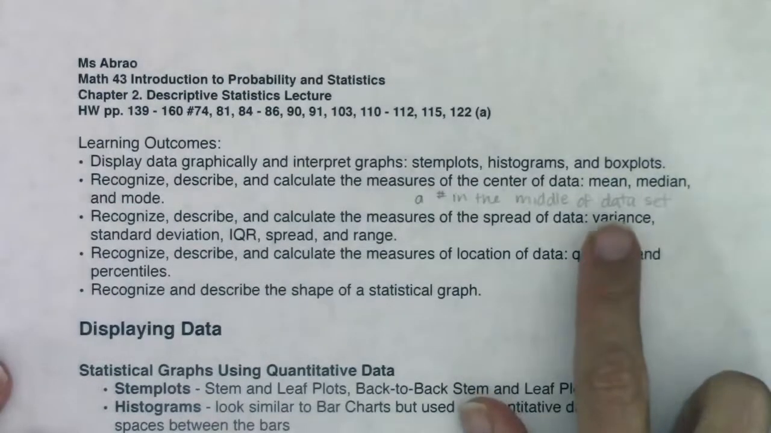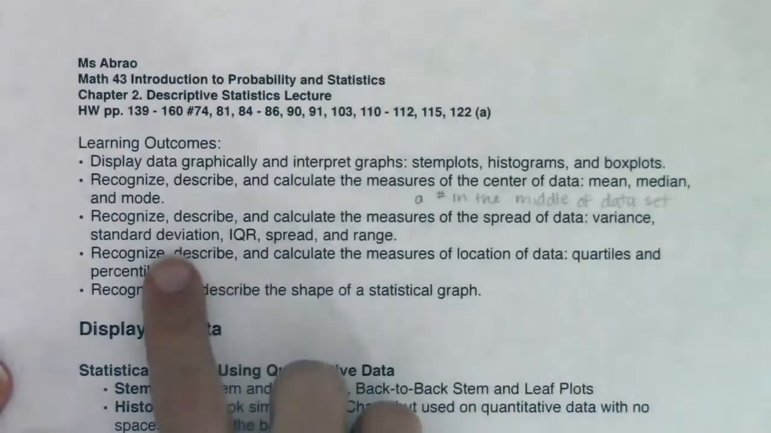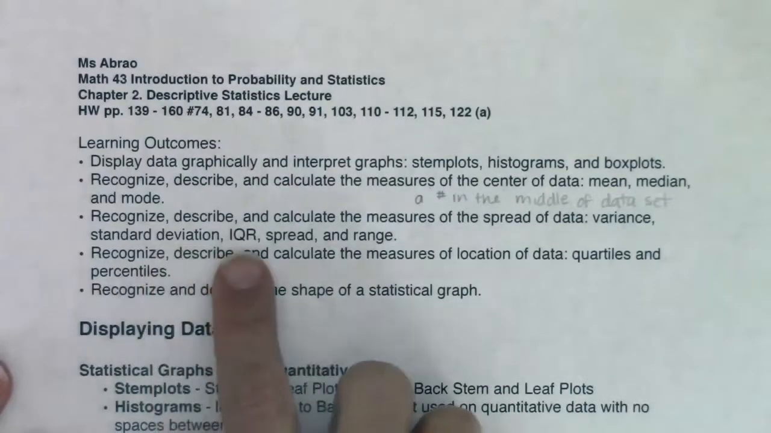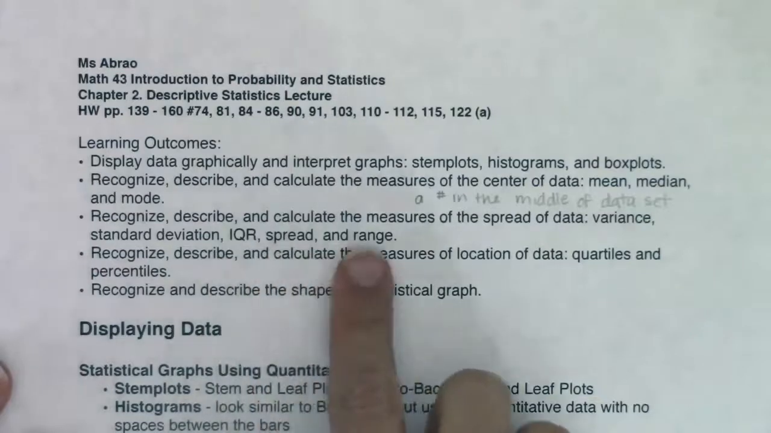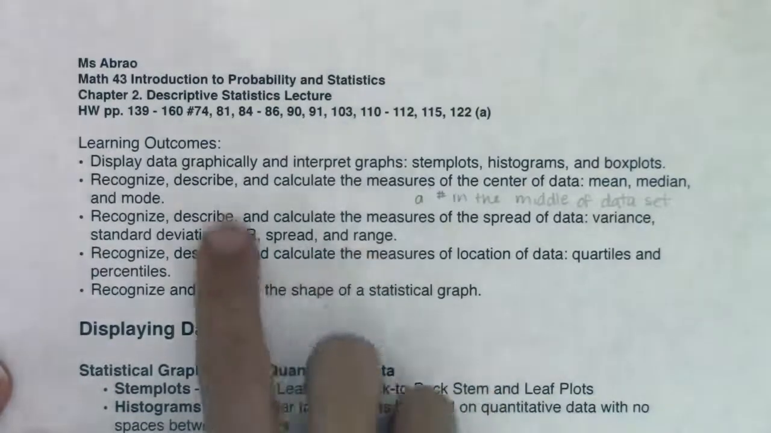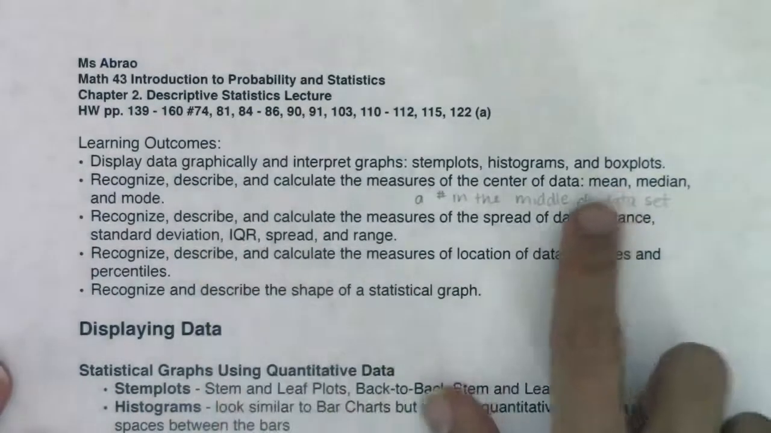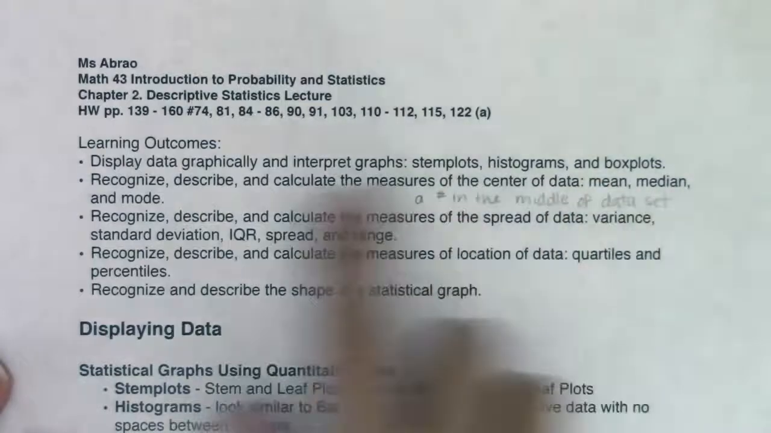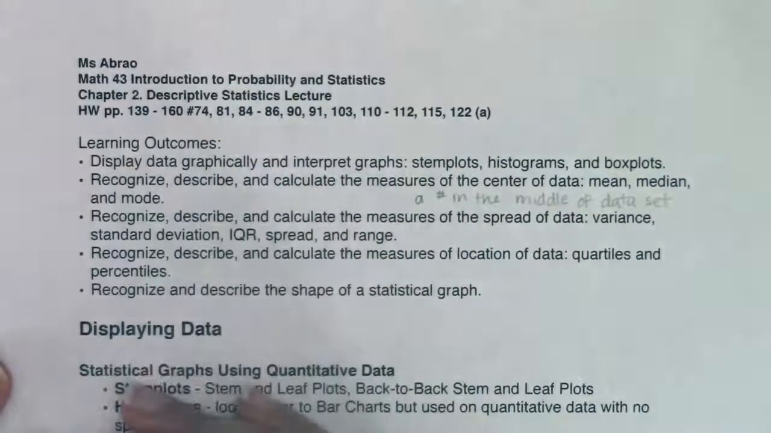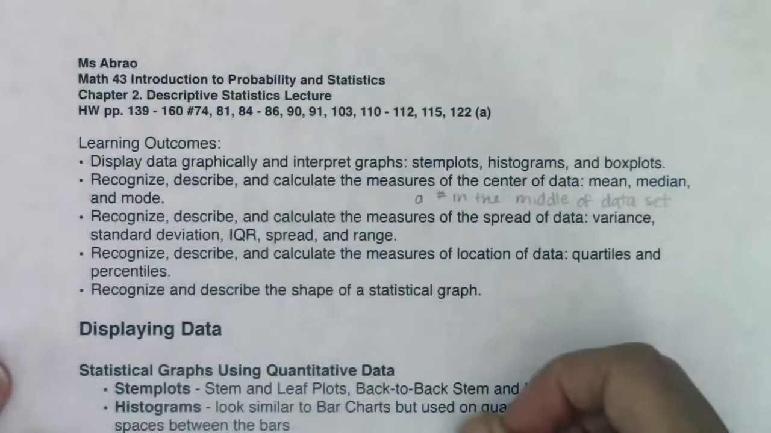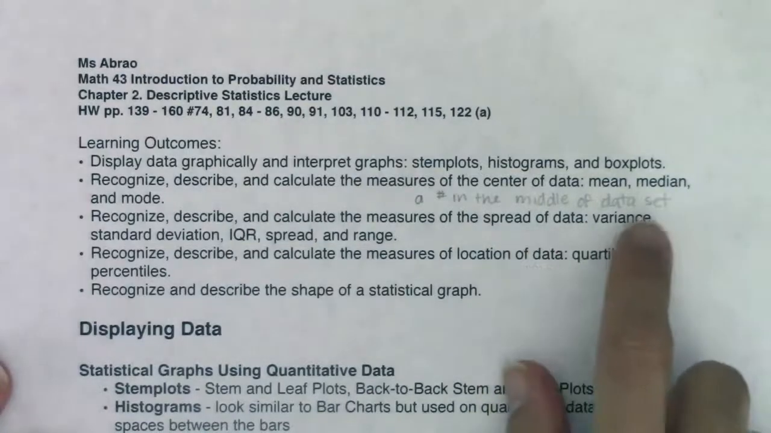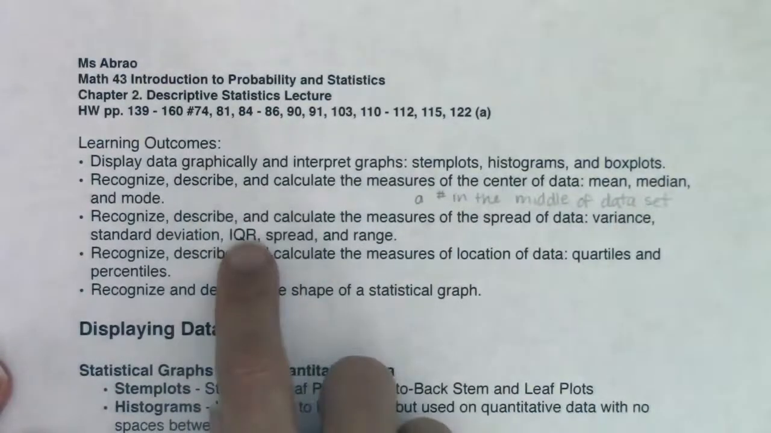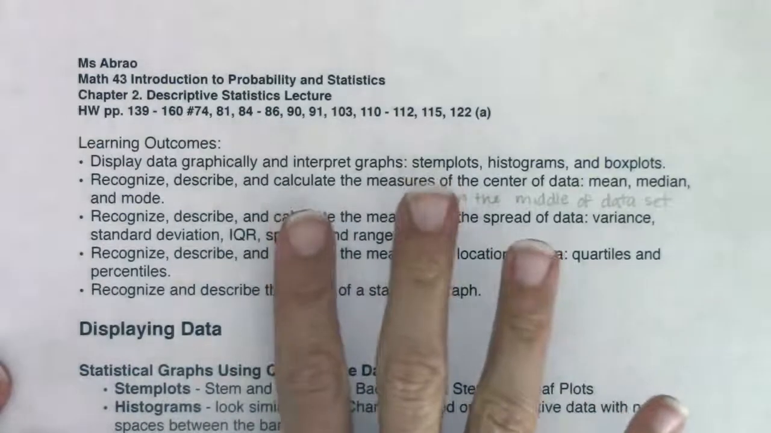So we'll define what the variance is, what the standard deviation is. I'll talk about IQR, spread, and range. And as you can start to see here, back when we were talking about center, there's mean, median, mode. There were three of them that we'll go over in this class. We'll actually pick up a fourth one later on. For measures of spread, you see variance, standard deviation, IQR, spread, and range. There are five of them.